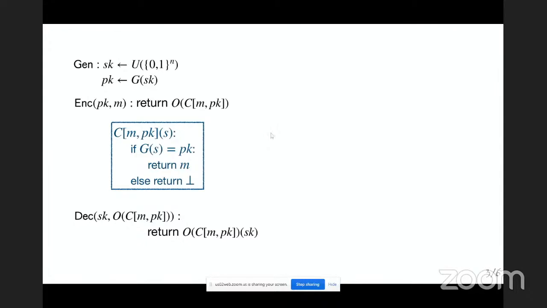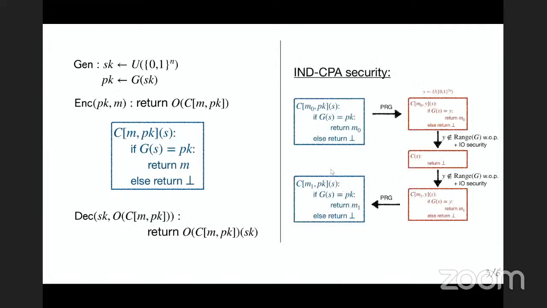It's actually very easy to show that this is a secure PKE scheme. Basically, what happens is that you can switch, using the PRG security, the public key to a random string, which is not in the PRG range with good probability, and then the circuit always returns bottom. Using iO security, you can show that the circuit that contains the message is indistinguishable from a circuit that doesn't contain any information about the message, and that you get CPA security.